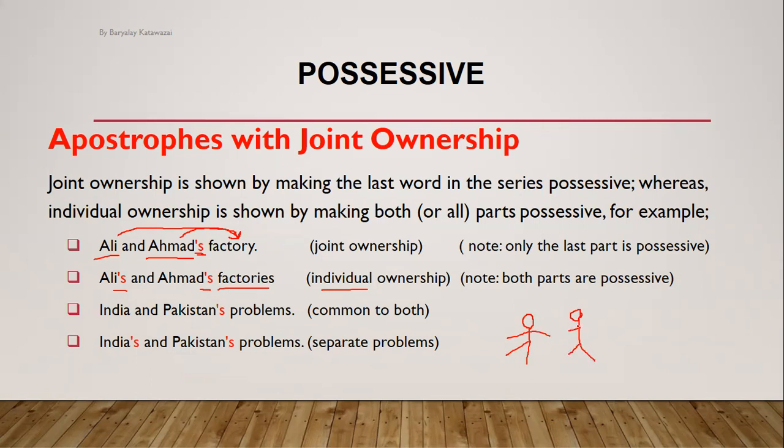We say Ali's factory and Ahmad's factory. Suppose this factory belongs to Ali, and this is Ahmad's factory. So what we say: Ali's and Ahmad's factories. In this case they are individual ownership: one factory is Ahmad's, the other is Ali's. Both names take an apostrophe, meaning the factories of Ahmad and Ali are different.